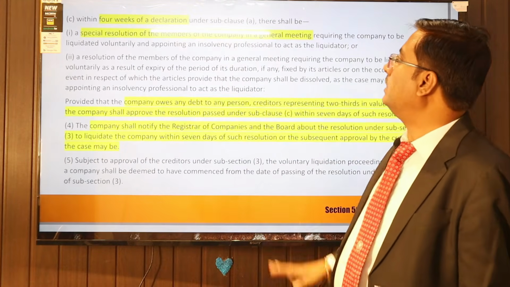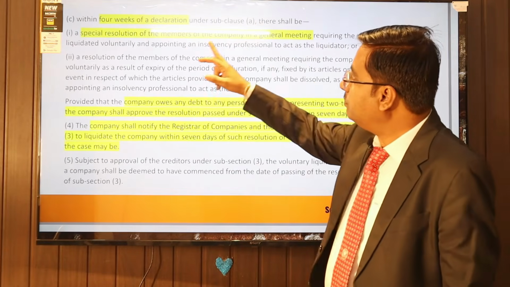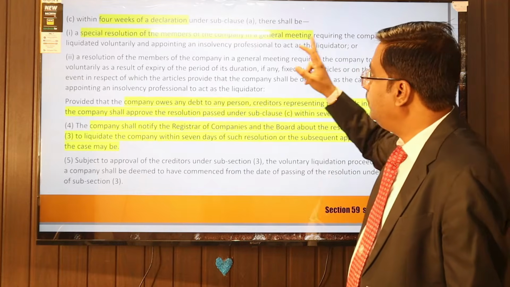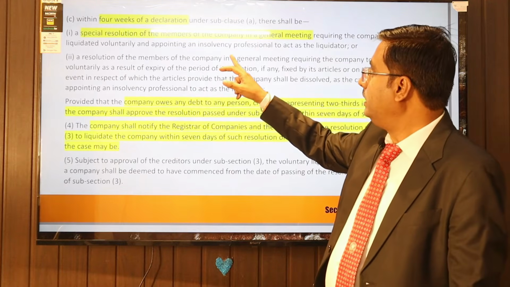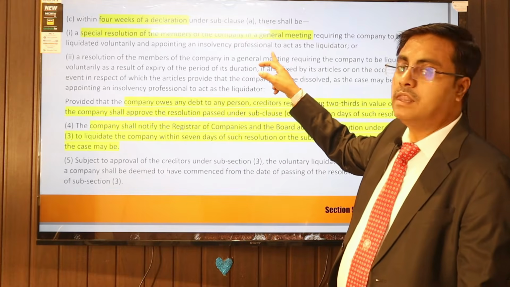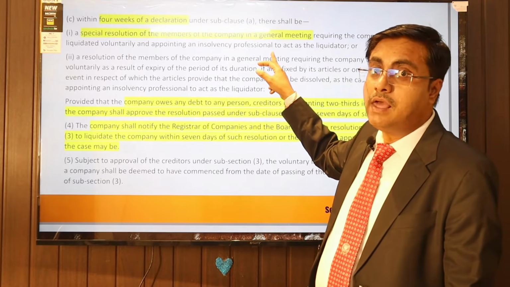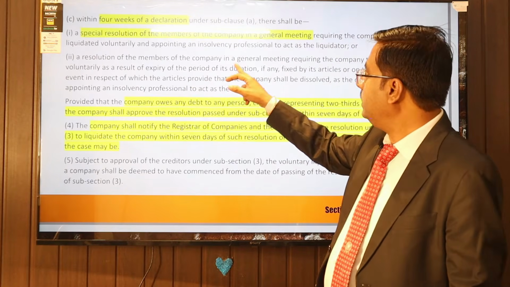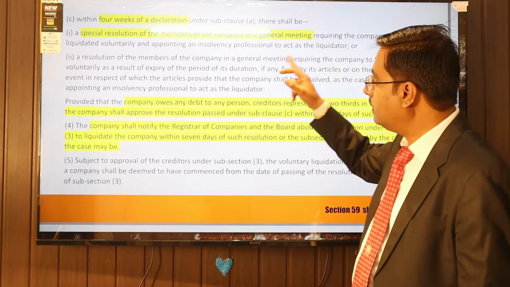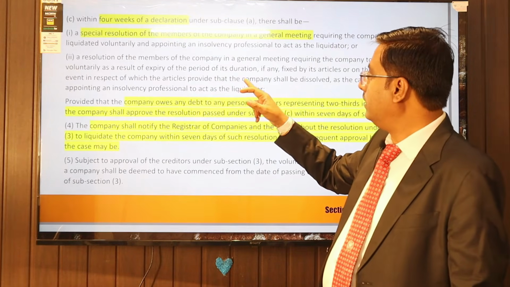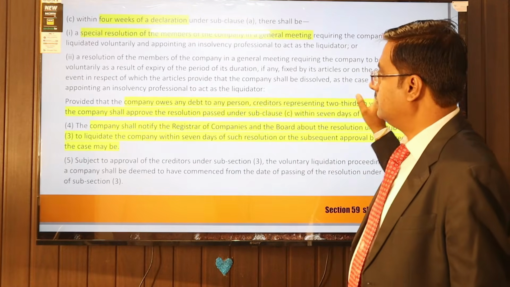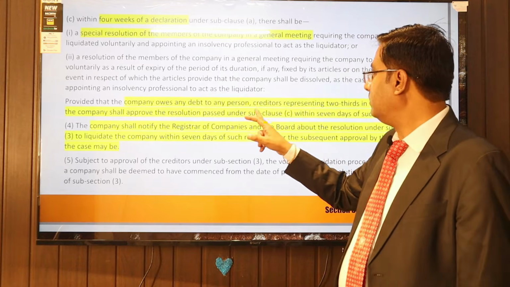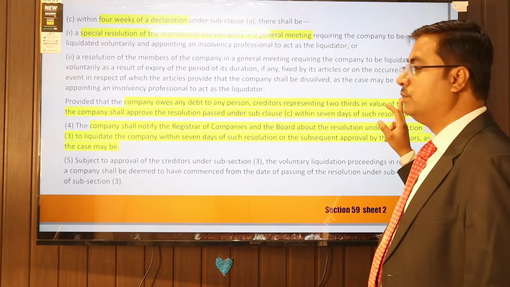Within 4 weeks of the declaration, there shall be a special resolution of the company in a general meeting requiring the company to be liquidated voluntarily and appointing an insolvency professional. We have to appoint an IP to act as the liquidator. Or a resolution of the members of the company in a general meeting requiring the company to be liquidated voluntarily as a result of expiry of its period of duration. This is the story. Provided that if the company owes any debt, creditors representing 2/3 in value.